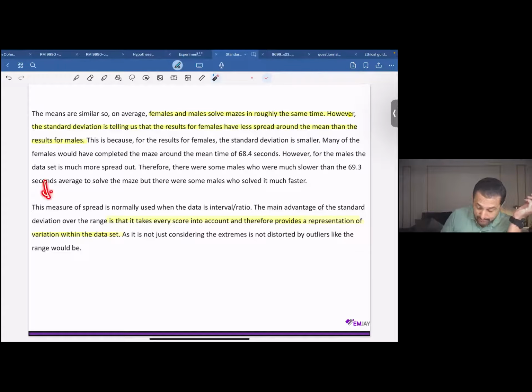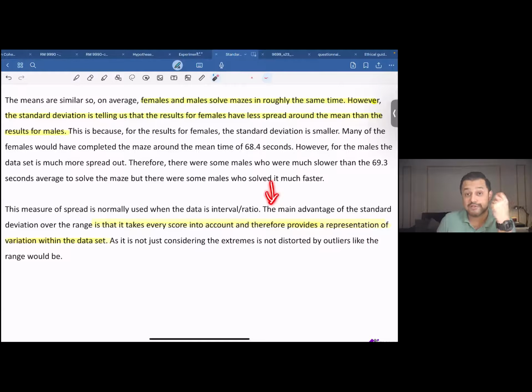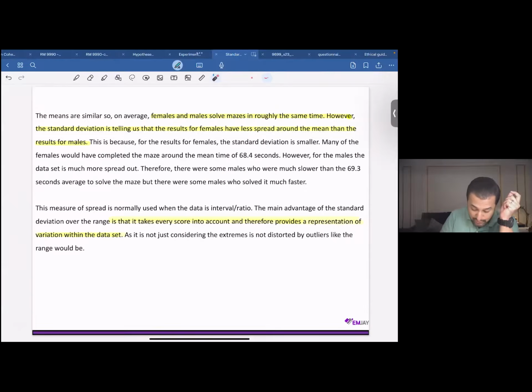Now, this measure of spread is normally used when the data is an interval or a ratio. The main advantage of standard deviation, look at this one carefully, understand this one carefully, because you have had questions in the CIs where the examiner has required you to give an advantage of the usage of standard deviation. So the main advantage of the standard deviation over the range is that it takes every score into account. Did you see I was taking every score into account over here?